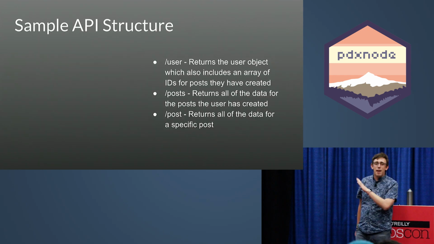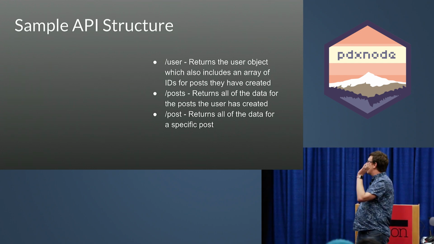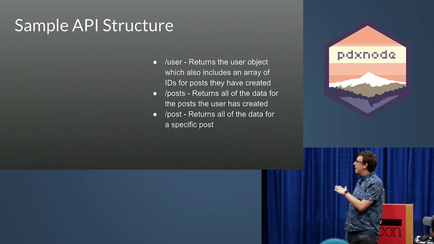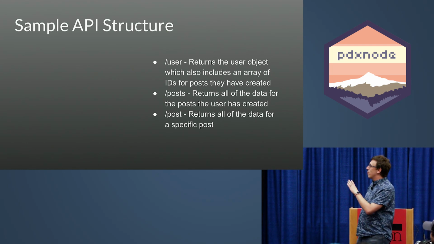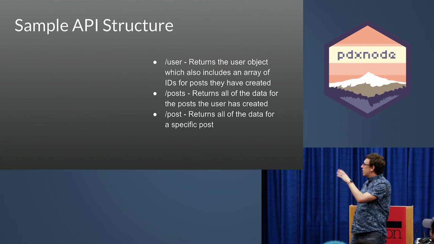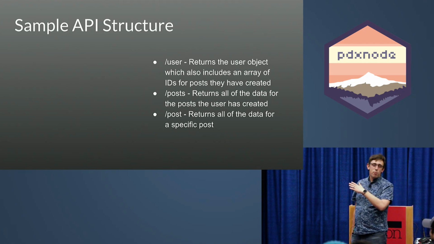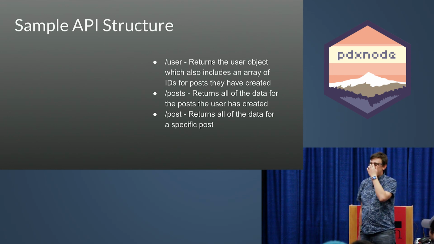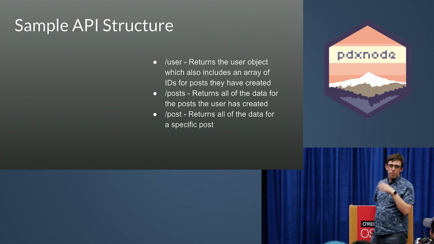So here's a sample API structure for a really basic blog. I've got users who can create blogs, so I have a user API endpoint. This is obviously somewhat contrived. I'm not trying to build the most robust API example in the world. So /user gives me the user object, which also has an array of posts that they've created. And we have posts, which returns all of the posts that they've created. I'm sure we can add some pagination in there to make it more efficient. And then posts will give me all of the data for just a specific post.